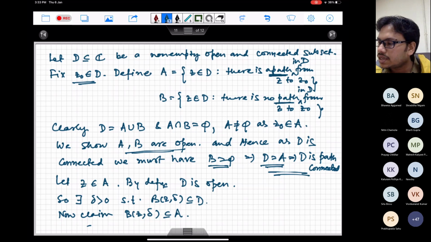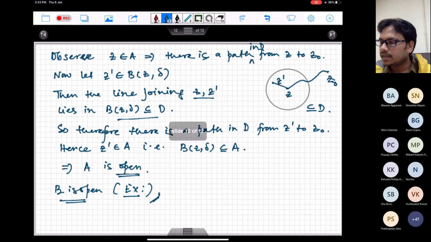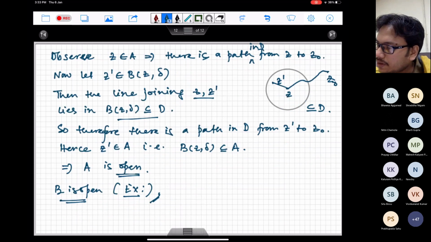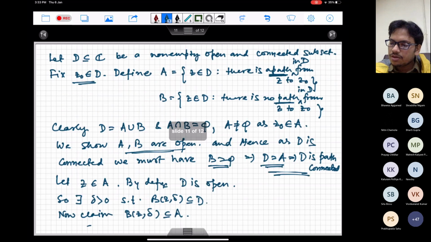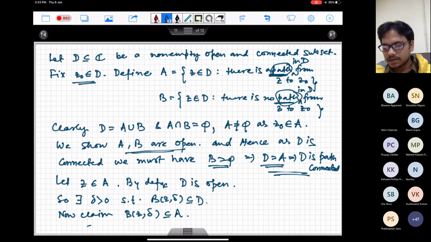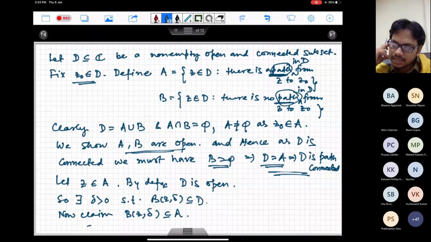In the open ball, if I have any point, I can always connect it to the center by means of vertical and horizontal paths. If you notice that, then you will be able to say that in place of path, you can use polygonal path. We have the next class, right? So I'll just stop here. Please try to fill up these details.